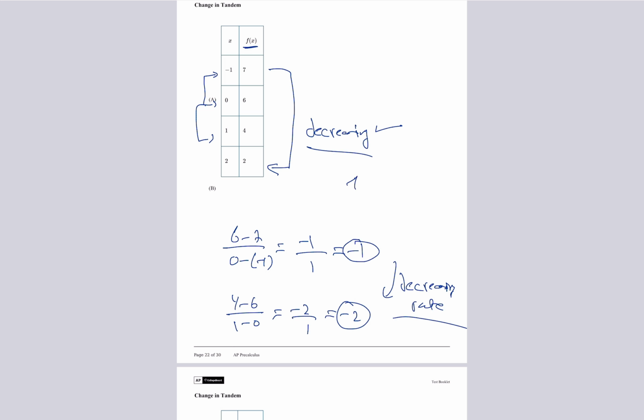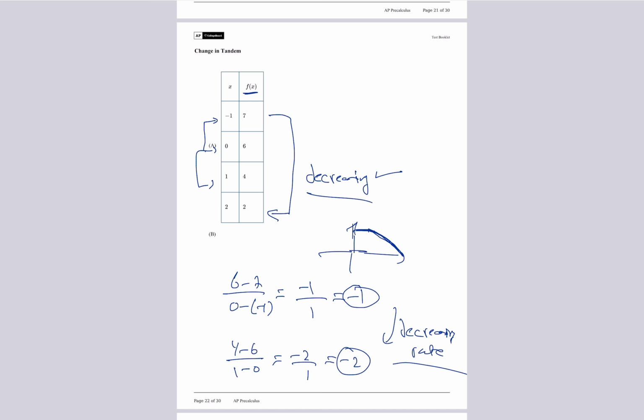This would actually look like a function that would look like this. This would be your function that's decreasing, okay? So concavity downwards basically means decreasing rate. Concavity upwards is increasing rate. It would start at 0, then as it moves downwards, it's going to be decreasing more and more. Okay. So it's not option A.